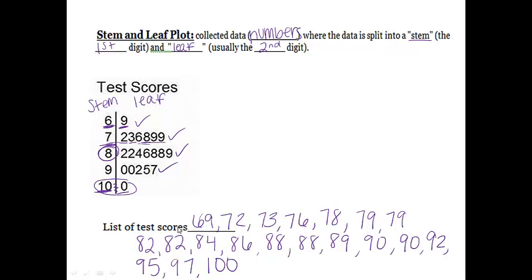So now we did all of our data, and that's all you do. That's how you list it. Make sure you notice this goes in order from least to greatest, and then it goes in order from least to greatest this way too. So your small numbers are here and your bigger numbers are here.